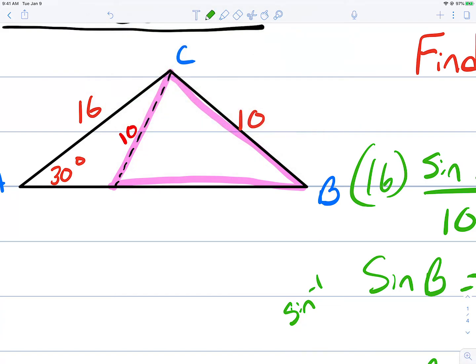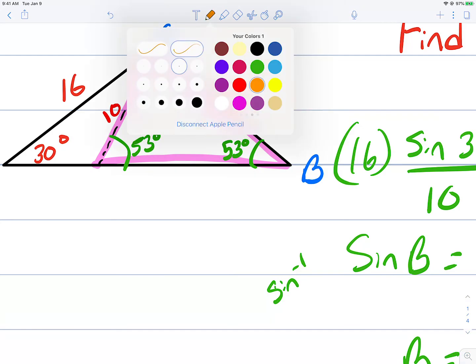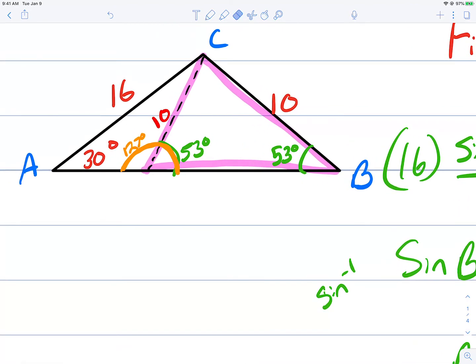Two sides are the same, then their base angles are the same. So if this angle here is 53 degrees, then this angle is 53 degrees. So a little more geometry. That means that these two angles are supplementary. Supplementary means they add up to 180 degrees. They're on a line. So if that angle is 53 degrees, then its supplement, 180 minus 53, is 127 degrees. Now our question is, does that actually fit into a triangle?